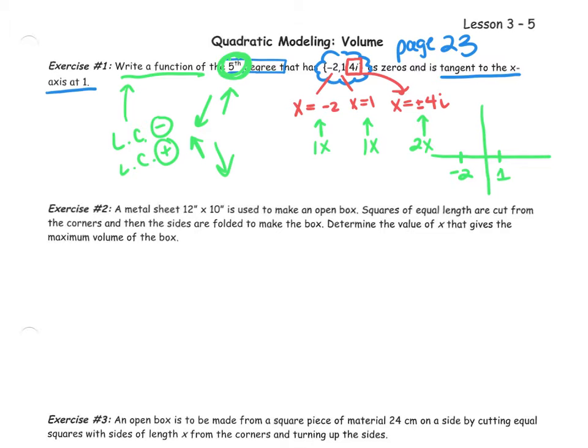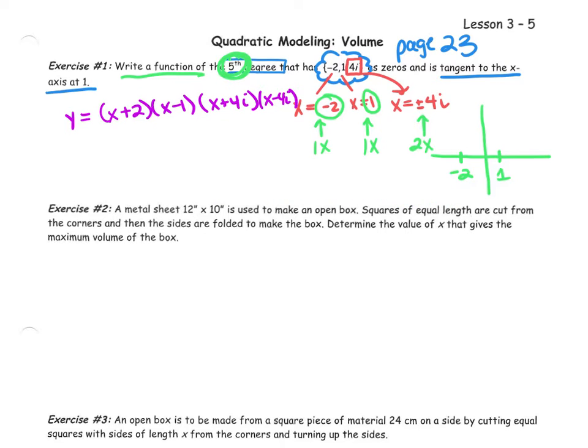So I'm going to go with a positive leading coefficient, right? We're going to write a function. So right now I have y equals, one of my factors is x plus 2 because the root was -2. I have x minus 1 because the root was +1. And then we'll have x minus 4i and x plus 4i. So let me actually rewrite this, make this neater.